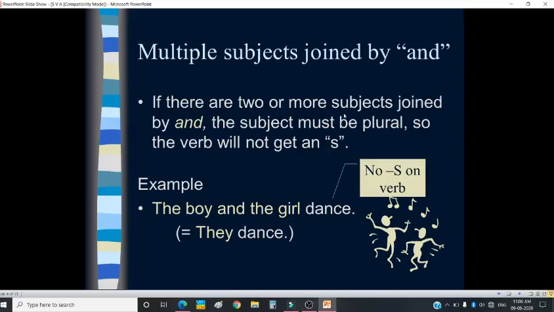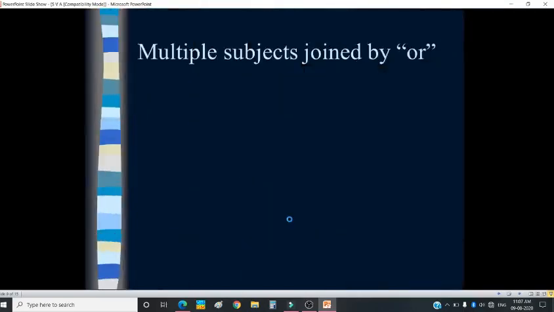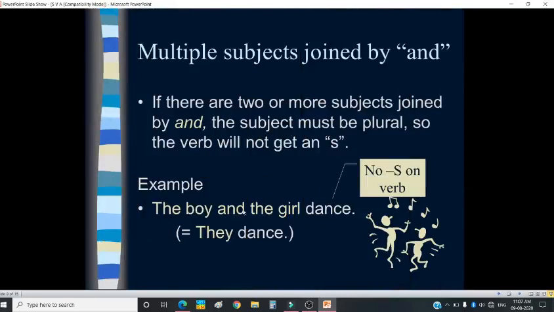What we have learned so far was about only one subject, but here there are two subjects. You see, the boy and the girl. Boy is a subject, girl also is a subject. In this case, how do we use this? If there are two or more subjects joined by and, the subject must be plural.